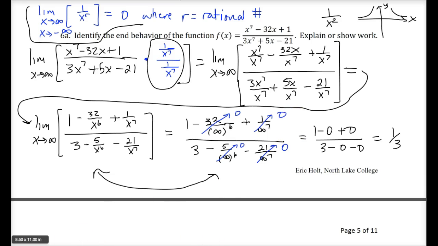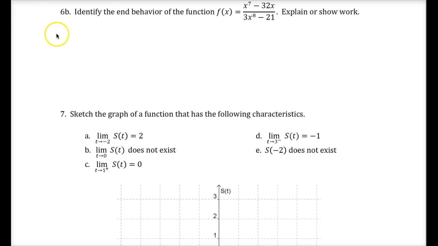All right, let's move on to question number 7. Yep, sorry about that. We need to go to question 6b first before we go to 7. So here we have the same type of question, but now we see that our rational function looks different. Now we see that the degree of the numerator is different than the degree of the denominator. And matter of fact, the degree of the numerator is smaller than the degree of the denominator.